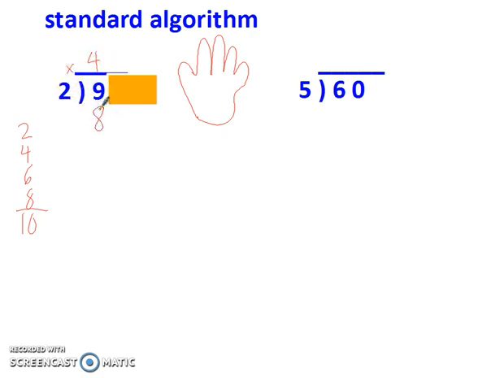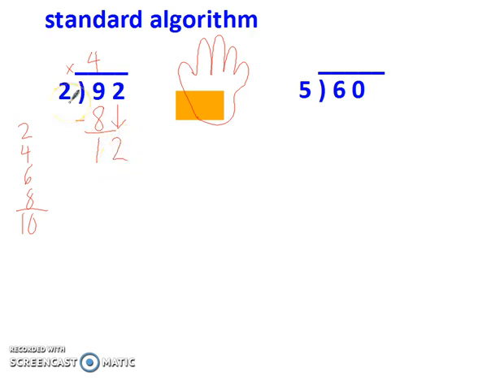I put it under the 9. I need to subtract to see how many of them I had left over. 1. 1 has got to be less than the 2, so we're okay. I'm going to get this rectangle out of the way. And now I bring down this 2. And now I have down here 12. So there's 12 left in my bag.